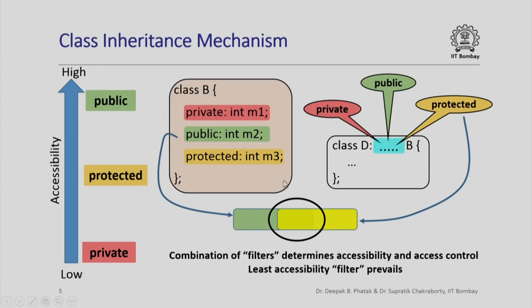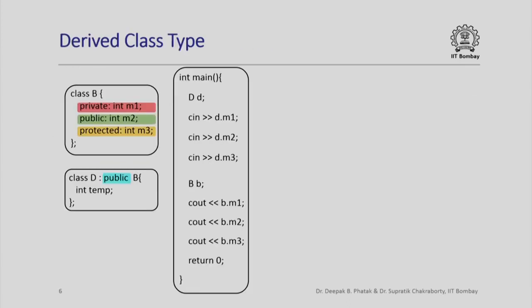The general rule of thumb here is that the least accessibility filter prevails. So for example, if D was derived from B in the protected mode, and I was trying to access the data member M2 of the base class B inside the derived class D, then protected is less accessible than public, and therefore that is going to prevail. So the data member M2 can be accessed within the derived class D in the protected mode. Its access control specification will be protected.